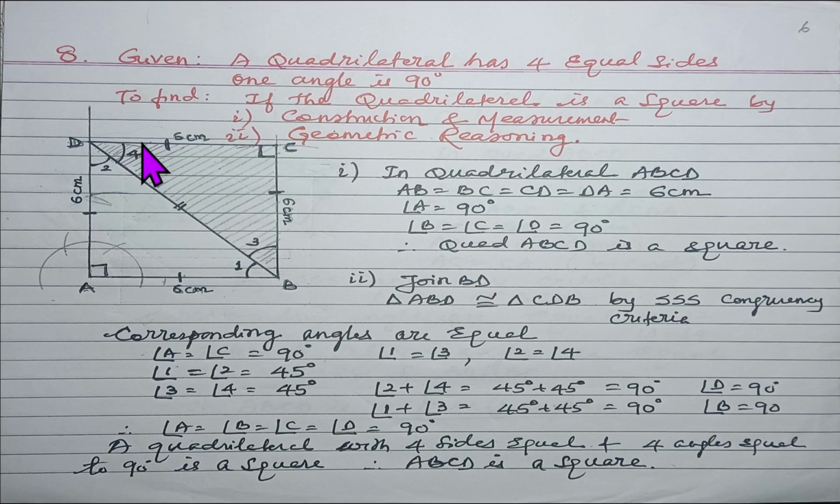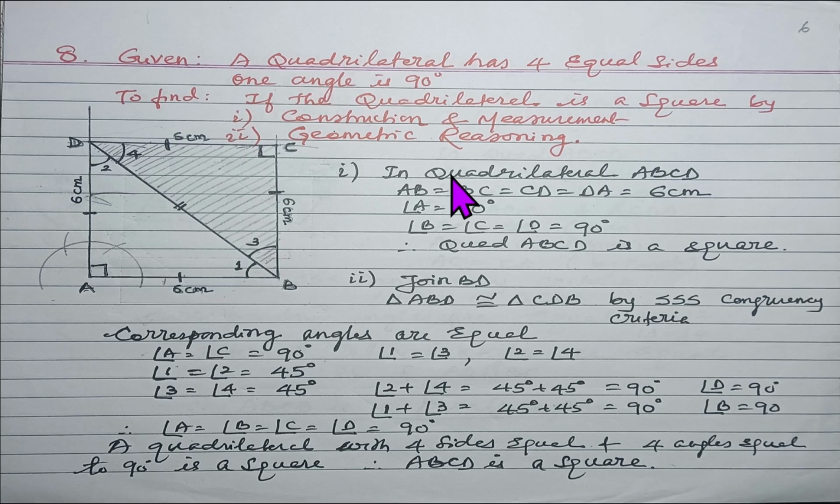Now angle 3 is equal to angle 4, which is equal to 45 degrees, and angle 1 is equal to angle 3, and angle 2 is equal to angle 4. Therefore angle 2 plus angle 4 is 90 degrees, angle 1 plus angle 3 is also equal to 90 degrees. Therefore angle D is 90 and angle B is 90. So we have angle A, angle B, angle C, angle D all equal to 90 degrees. Therefore a quadrilateral in which the four sides are equal and the four angles are equal becomes a square. Therefore ABCD is a square.